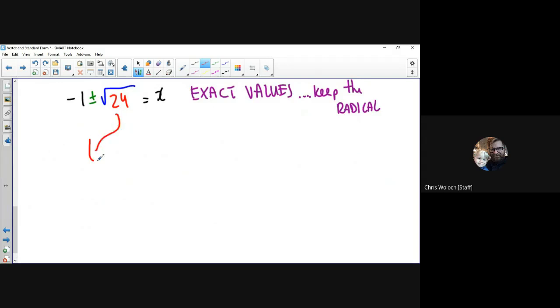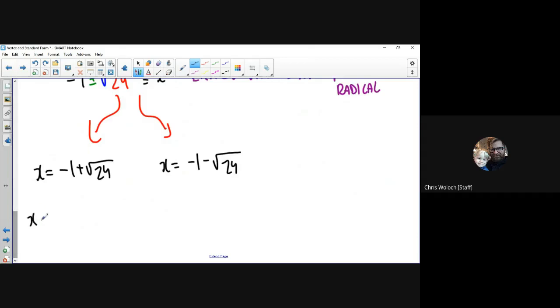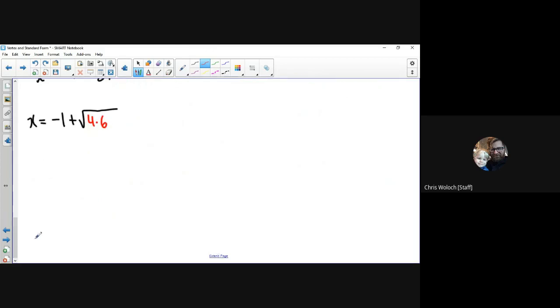So again, what do I have here? Well, we have two answers. I have x equals -1 plus the square root of 24, and then I have x equals -1 minus the square root of 24. Now, let's do one and then we'll know the answer for the other one. Well, I know I can write 24 as a multiple of a perfect square, 6 times 4.